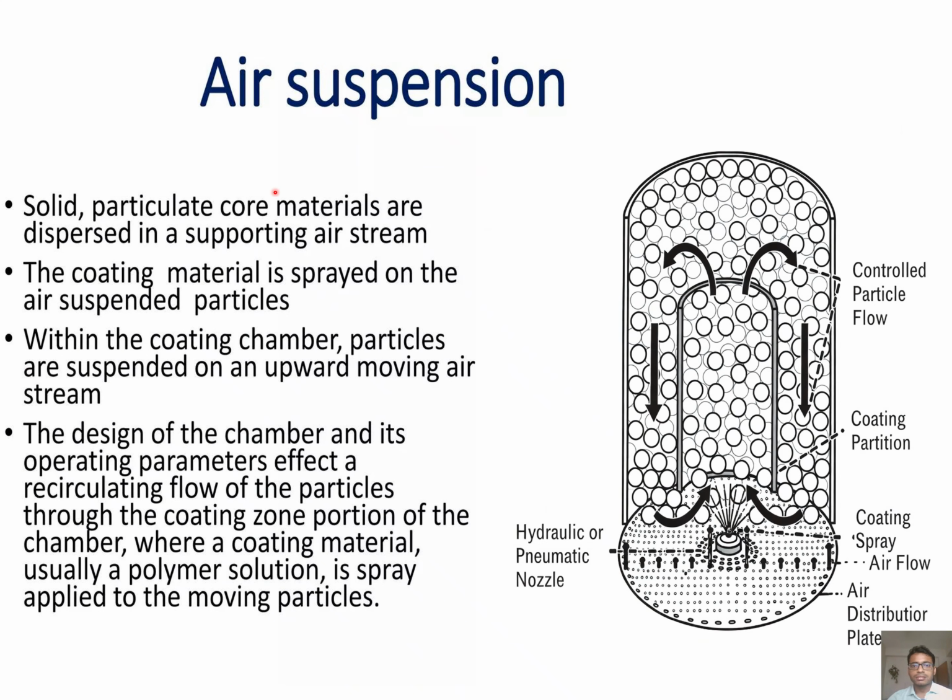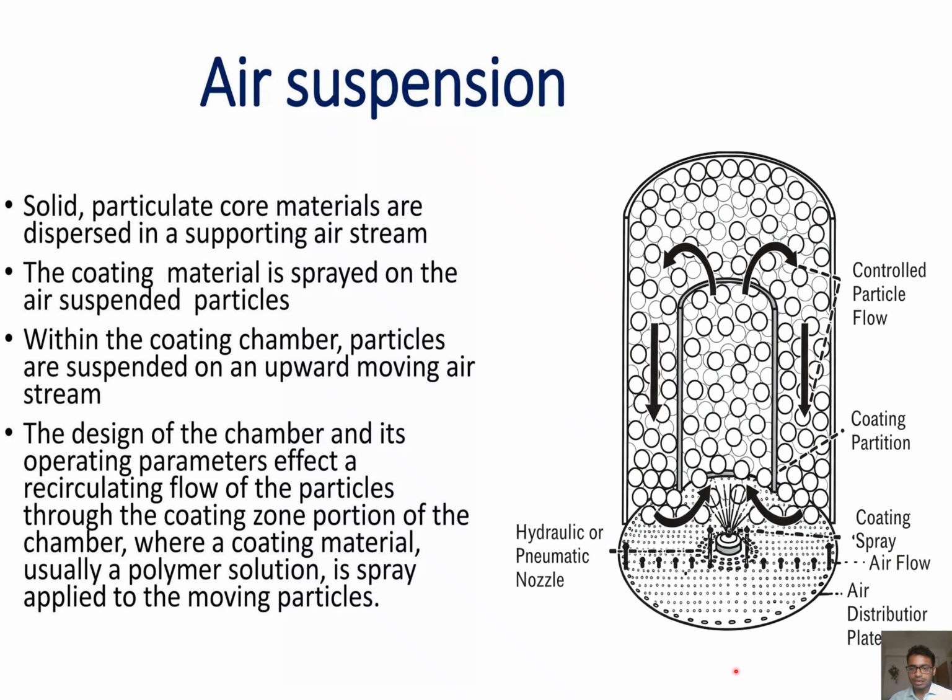So first of all, air suspension. This process is just like the tablet coating method by the Wurster process. The main difference is that in tablet coating or in granulation, we usually perform this for granules, but here we usually provide the core material. This is the basic difference. Otherwise, the overall process is similar.